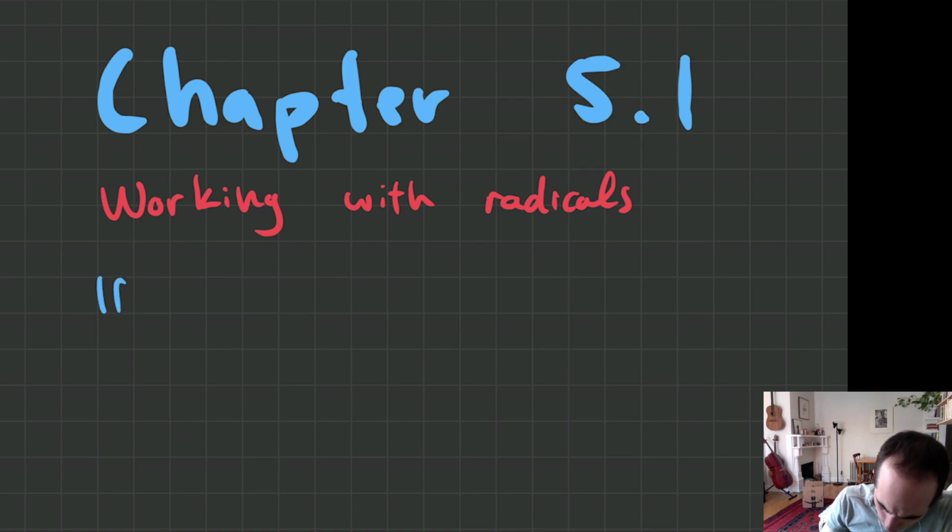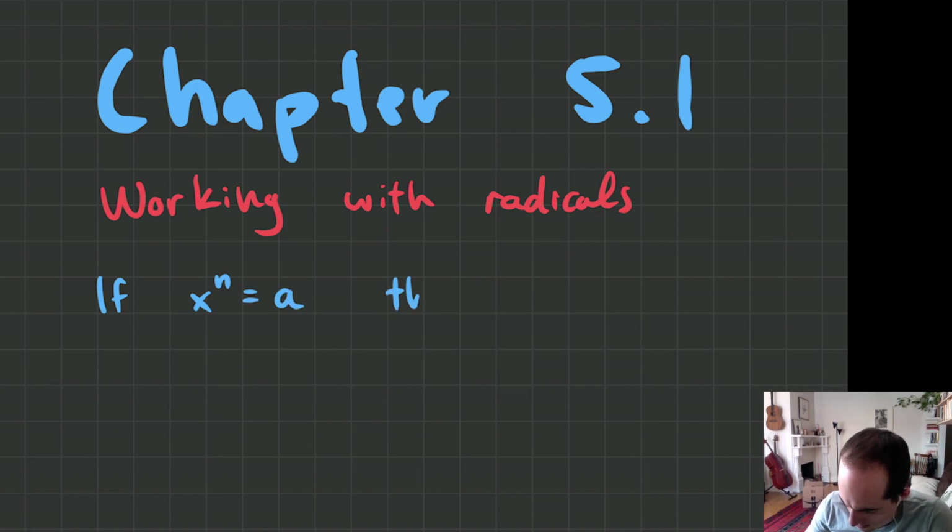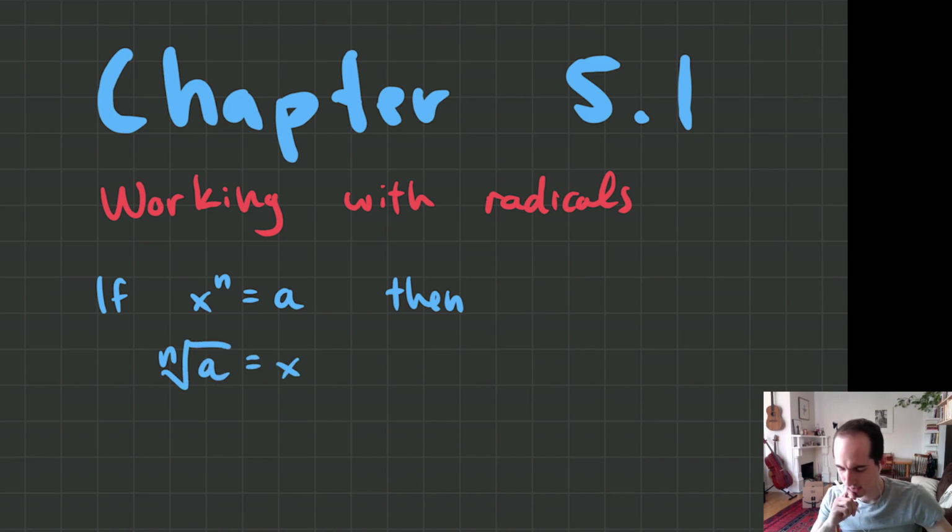If x to the power of n is equal to a, then the nth root of a is equal to x. Okay, so that's the gist of it. It's kind of like the opposite of an exponent, a way of undoing an exponent. So let's talk a little bit about what these symbols mean.